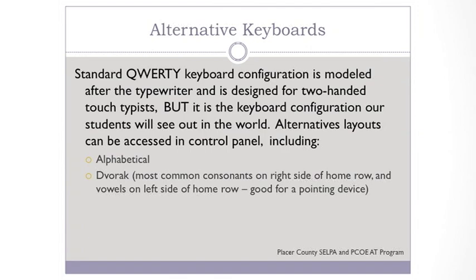In assistive technology, sometimes we're going to provide alternative keyboards for our students that maybe can't handle that standard QWERTY keyboard. Sometimes alternative layouts that we'll look at for students are keyboards that are alphabetical, or also there's another one that Jill will use, which is called the Dvorak, which has the letters, the consonants and the vowels arranged differently, which is really good, as she comments, for using a pointing device.